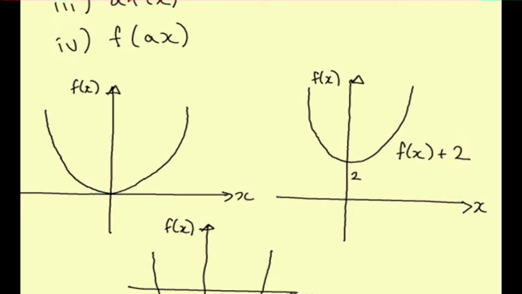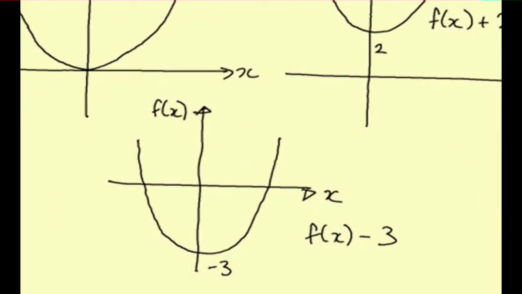And the third graph shows the effect of it sliding down the vertical axis 3 units when we do f of x minus 3. So to conclude, f of x plus a has the effect of moving the graph up the vertical axis a units if the value of a is positive, and has the effect of moving the graph down the vertical axis a units if the value of a is negative.